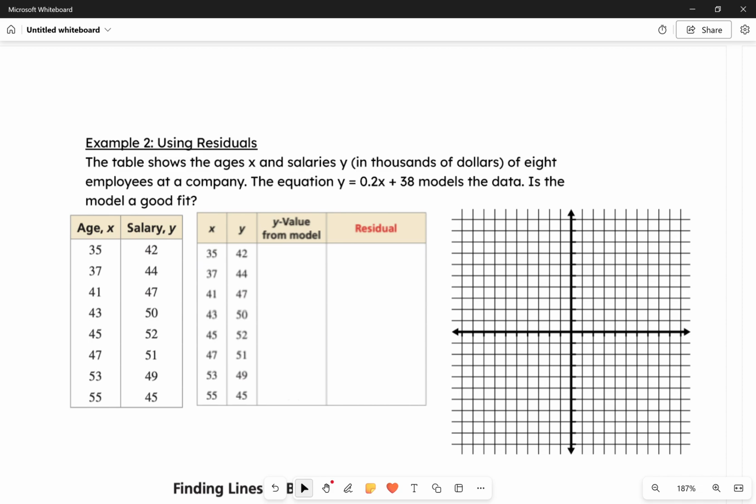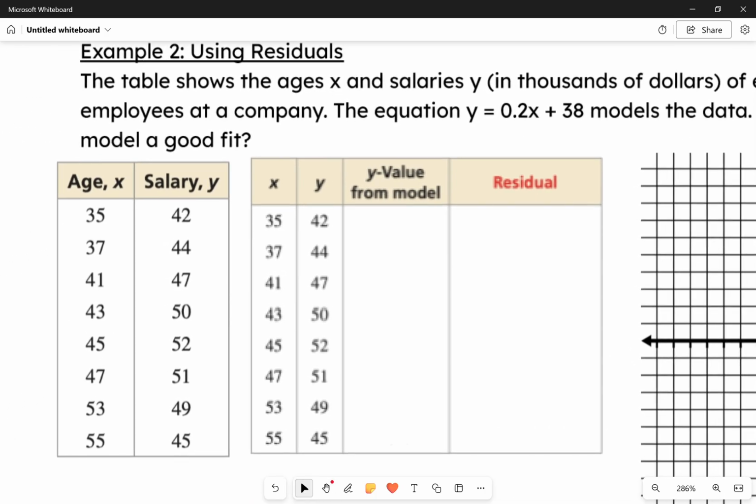I've got my calculator ready to go here because I've got some decimals going on. So once again, we've got the table here to the left with all the points, with the ages and the salaries, and then we've also got it rewritten there again on the right table. We're going to start by calculating all those Y values. I take 0.2 times my X value and then add 38 to it. So the first one is 35 times 0.2 equals 7 plus 38 equals 45. So 45 is the first number here.